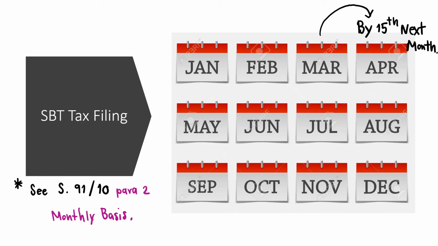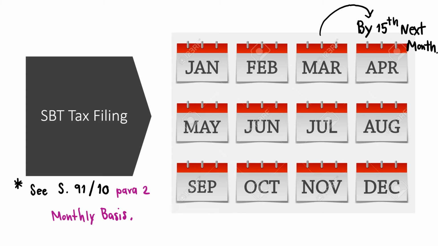And this is an example of the timing, as we have discussed before, in section 91/10 paragraph 2: SPT is collected on a monthly basis and you need to submit the tax return and make a payment by the 15th day of the next month. For example, you need to calculate your SPT every month. Like for March, you need to submit the SPT tax return and make a payment by the 15th of April.